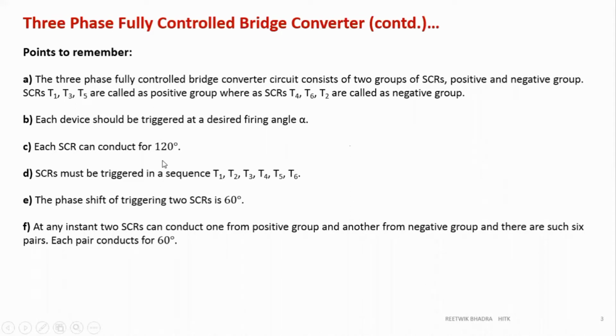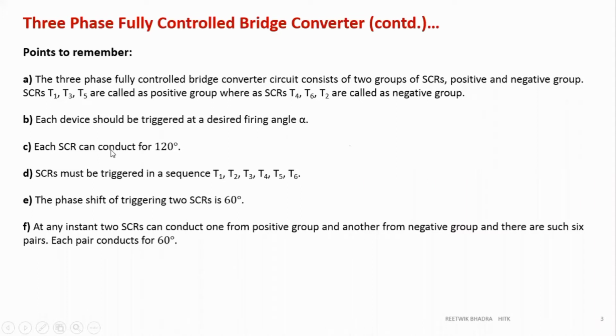To go from one phase to another, you have to make a 120 degree phase shift. That's why each SCR conducts for 120 degrees, because after that another SCR starts conducting, which will change the phase. So one SCR will conduct for 120 degrees, and the next SCR will conduct for another 120 degrees, not more than that.